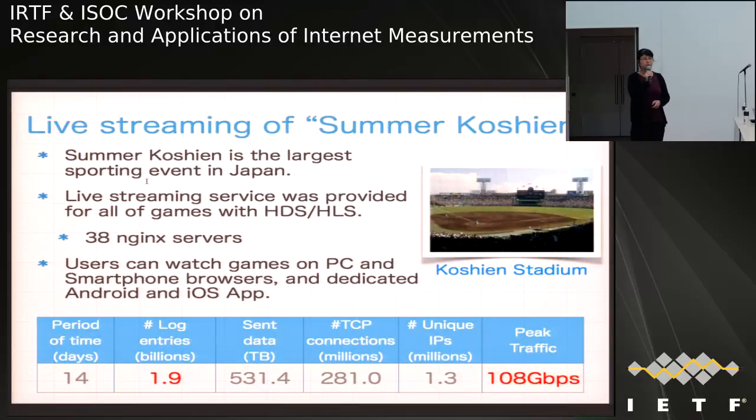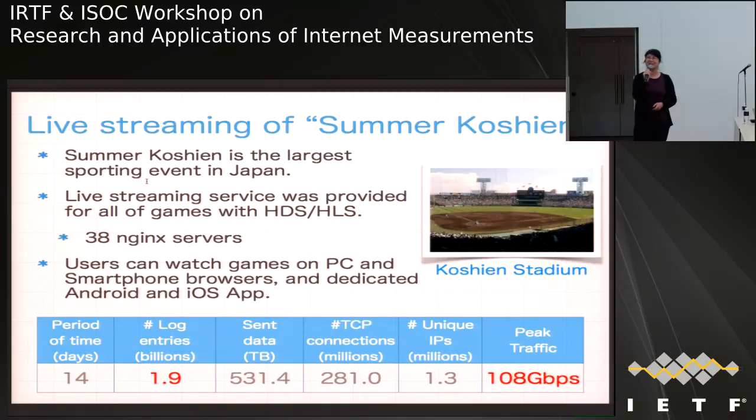Usually, games start from 8 a.m. and end around 6 to 7 p.m. So most games are played during the daytime. Then people watch the live streaming by PC and mobile device during commuting and working.